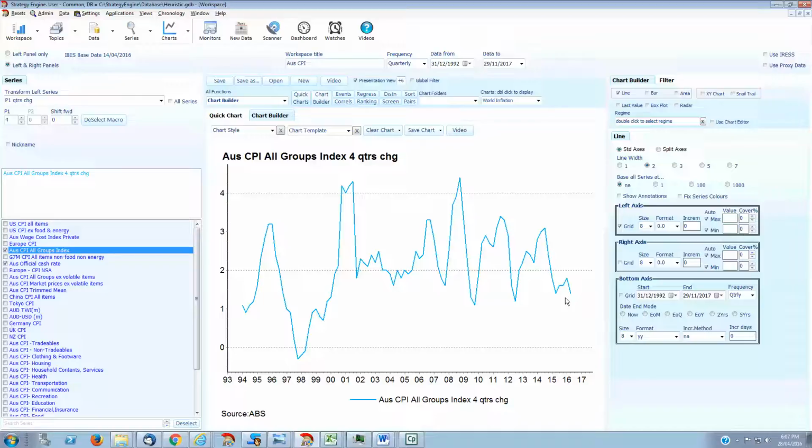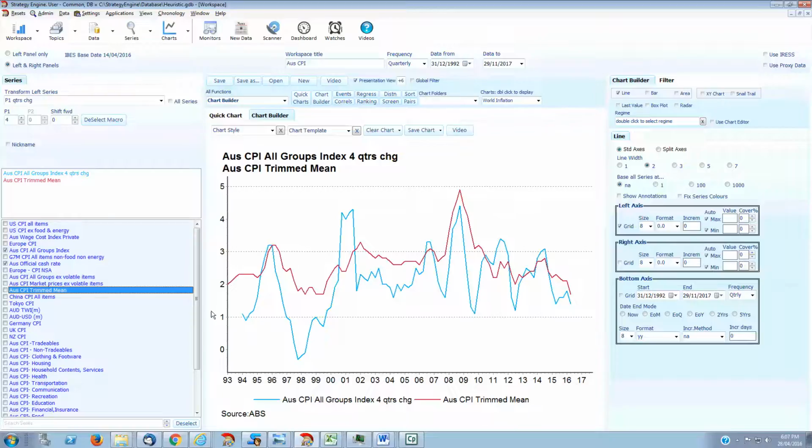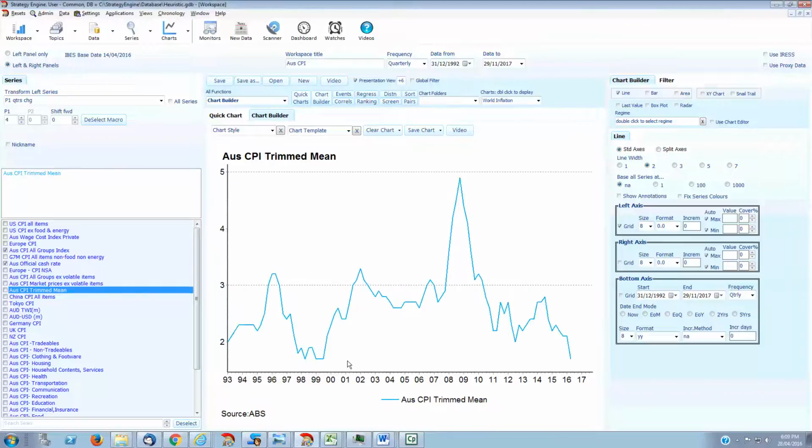Now let's have a look at a trimmed mean measure, I guess a core measure, and you can see here too that has also fallen to really its lowest levels. You've got to go back to the late 1990s for it to reach similar levels. So as I mentioned, now we have the trimmed mean, or a measure of core inflation, below 2%. And we haven't, as I said, seen that since the late 1990s.